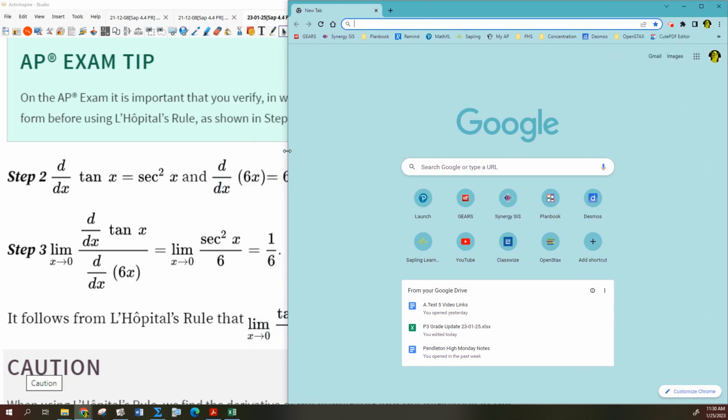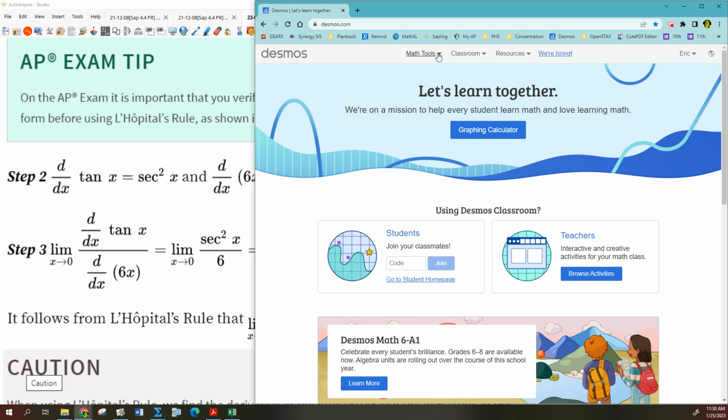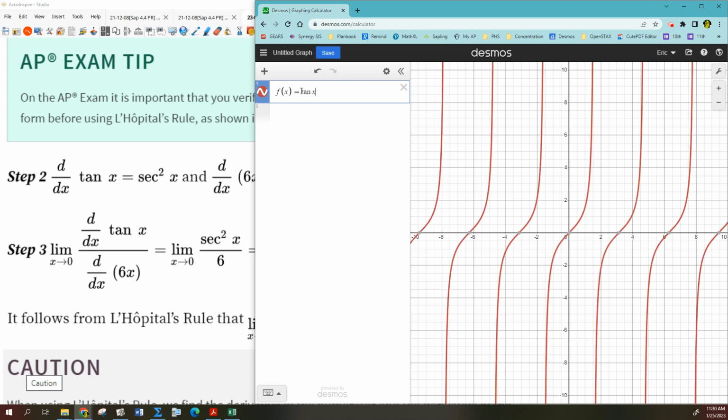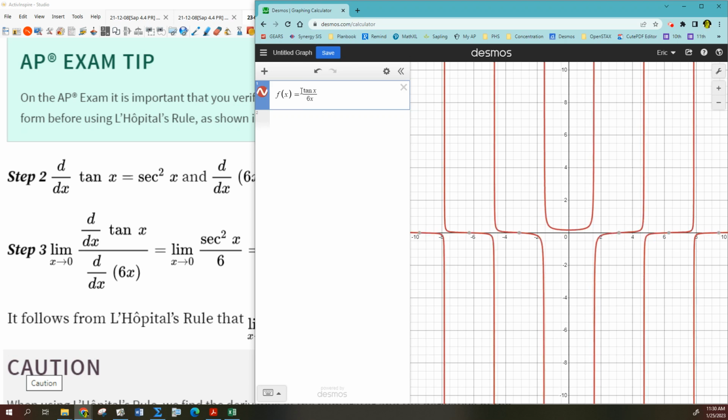So if we try this with Desmos graphing, let's call f of x, let's just call that the function tangent x over 6x. And we want to look at the limit as x approaches 0. Okay, well, if I try to evaluate this at 0, what's it going to tell me?